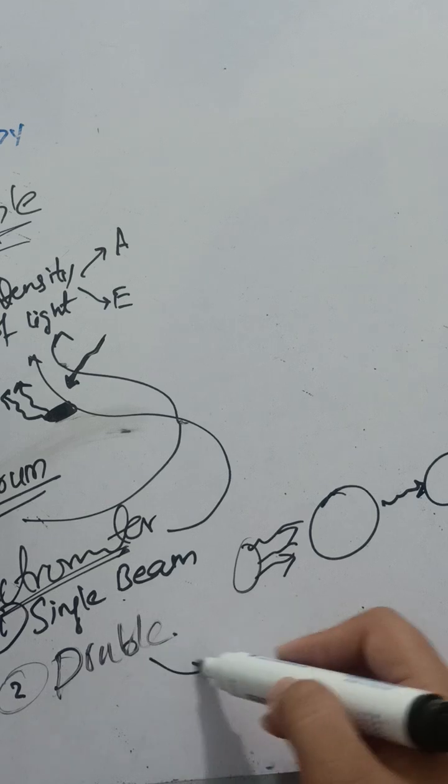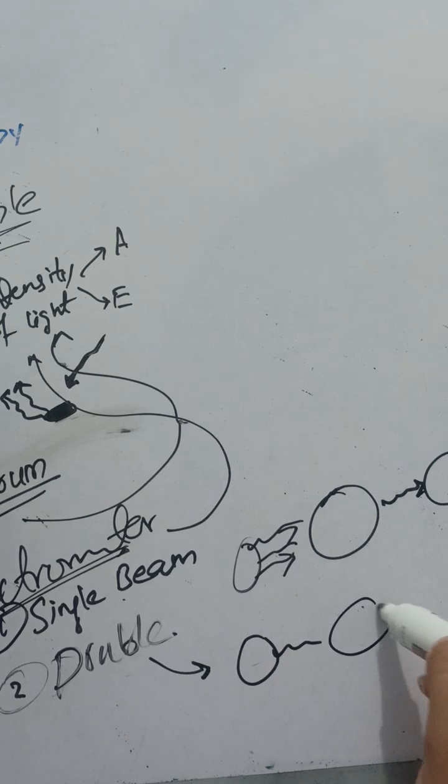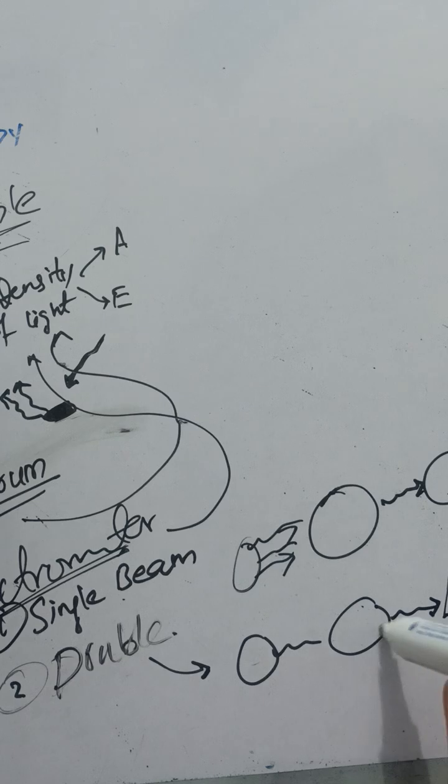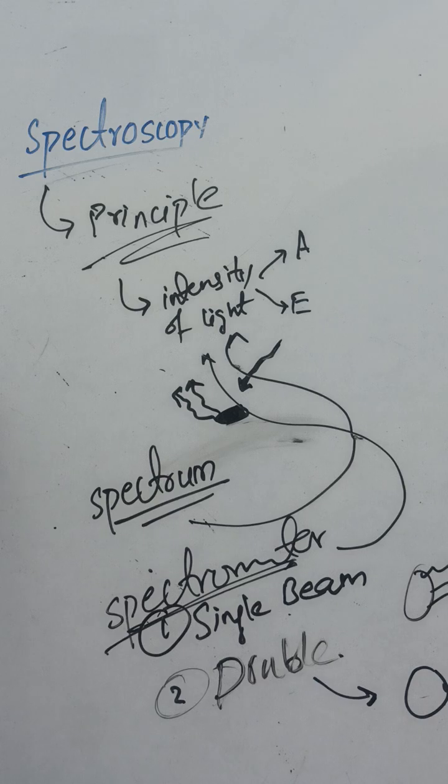Now in the double beam spectrometer, we have the light source, then the monochromator. Now the monochromator throws light to two mirrors, and it throws two kinds of wavelength over your sample, and then it will detect it or show it in a detector. Okay, this is the concept of single beam and double beam spectrophotometer.